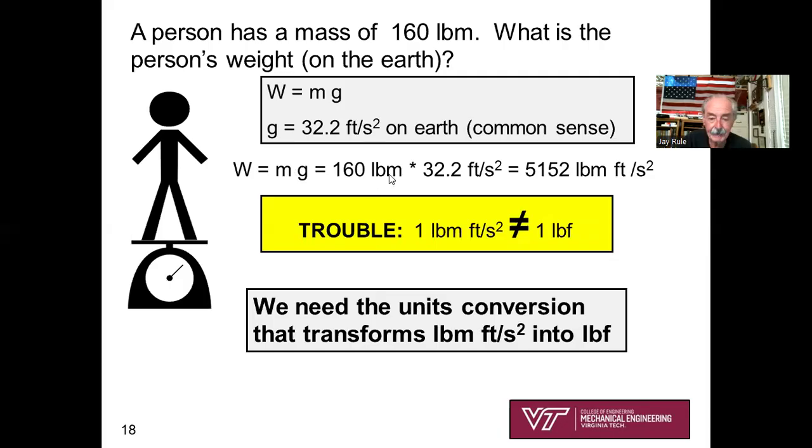W equals mg. m, 160 pounds mass. g, 32.2 feet per second squared. We'll do calculator work, 5152, and write out our units. Pounds mass feet per second squared.